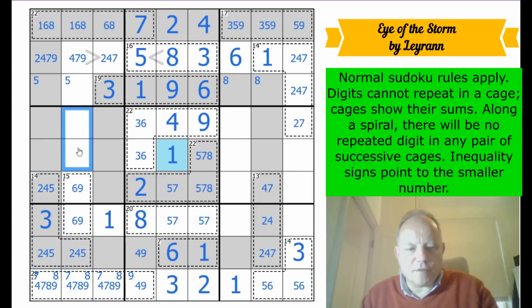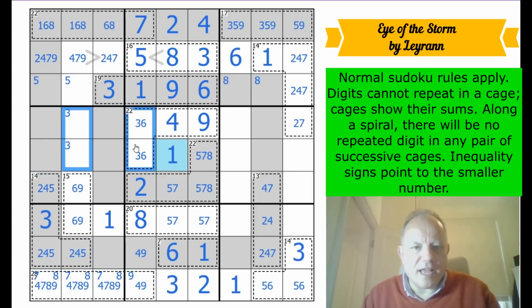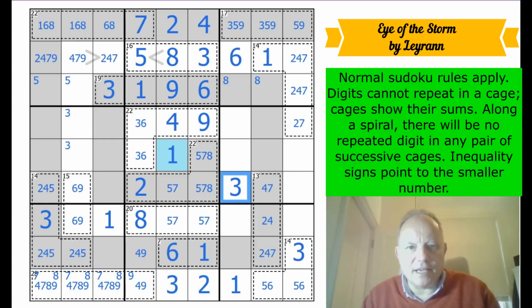So we take 3 out of the rest of the cage. There's a 3 there and a 3 there. So the 3 in row 6 with an X-wing now has to be here. That places 3 at the top of the grid.